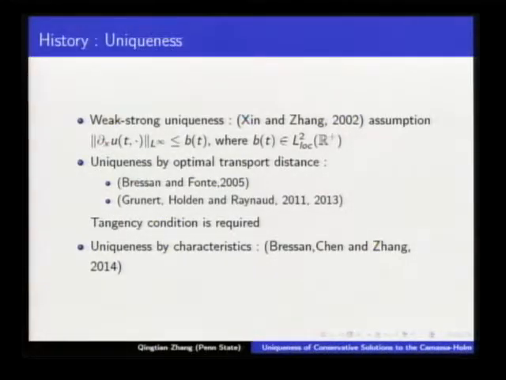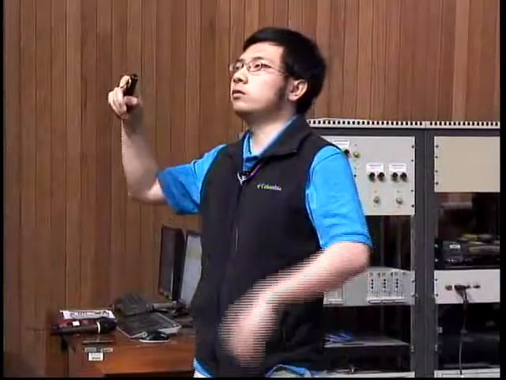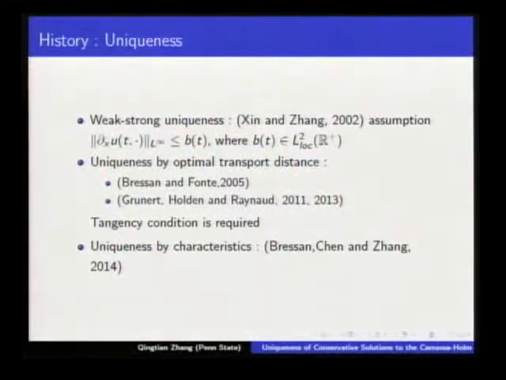The second method uses the optimal transport distance. In the paper of Bressan and Fonte in 2005, they construct an optimal transportation metric. They prove that the difference between two solutions in this metric will not grow too fast, and they can always find a control for the distance between two solutions. But we usually call this a stability result, because if we want to prove uniqueness, we still need these tangential conditions, and this condition is not easy to check for all conservative solutions.